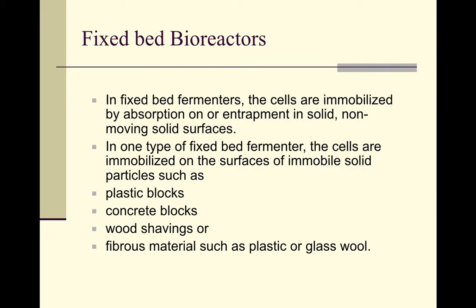The other type of fermenters are fixed bed bioreactors. Fixed bed bioreactors are almost like a solid state kind of fermentation where the cells are immobilized onto a support. There are different kinds of supports used, like alginate, beads, plastic, concrete, wood shavings. Wood shavings are a very common one used in vinegar fermentation, or plastic or glass wool.